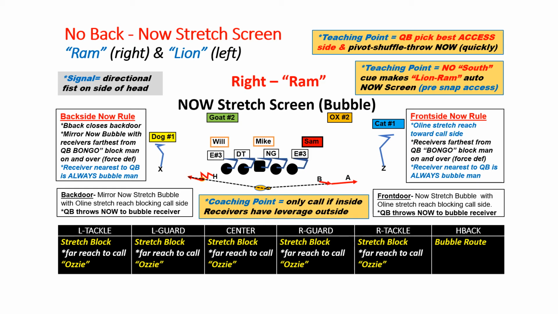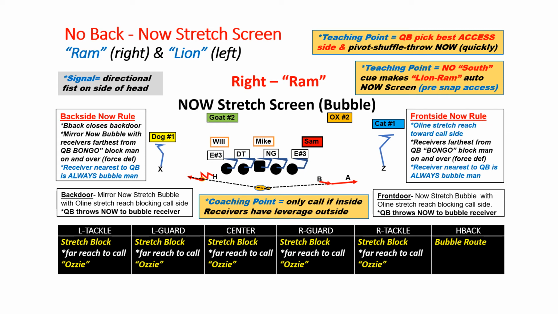Key points here is, again, when we run bubbles, the bubble receivers are always the ones nearest to the quarterback, so we're going to get a bubble to the 3 receiver side and the 2 receiver side. In this case, it's the B and the H. Quarterback simply is going to throw this to the side where he has leverage on the defender over those bubble receivers. If he doesn't, we don't want to use this. But this is a quick one.